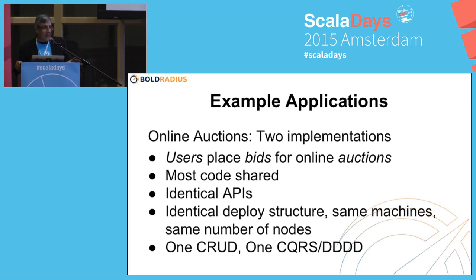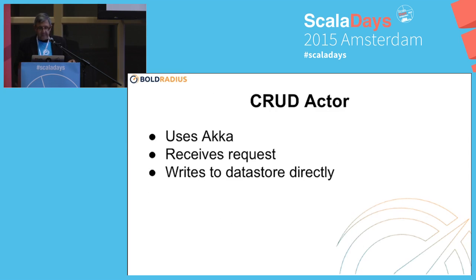They have identical APIs. It's a REST API in this case, because that's easy to test and easy to show. They, more importantly, have identical deploy structure. We actually did this experiment on AWS, and we used the exact same virtual machines. We didn't make other virtual machines. We just ran the code on the same set of machines, although we were able to add more machines in one of the examples. And we start with the same number of nodes. One running CRUD, one running CQRS DDD.